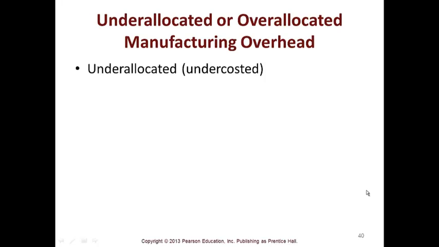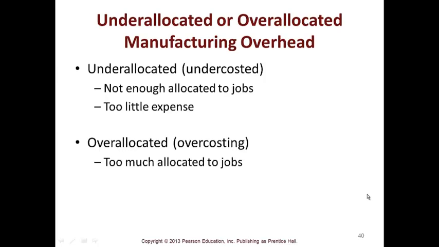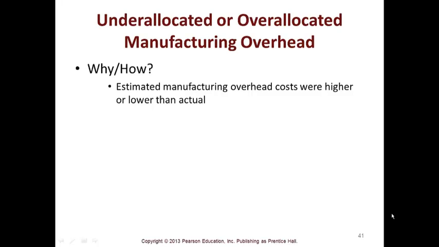Under allocated is under costed. Not enough allocated to the jobs, too little expense. Over allocated is over costing, like this example. Too much allocated to the jobs, too much expense. So this isn't good when you over allocate. Why? How does this happen? Well, the estimated manufacturing overhead costs were higher or lower than actual. And this is what I was talking about on the previous slide.